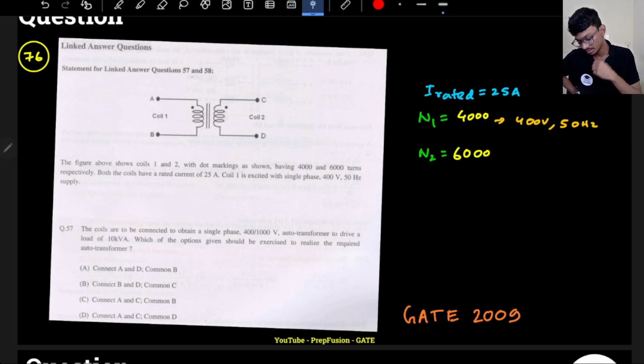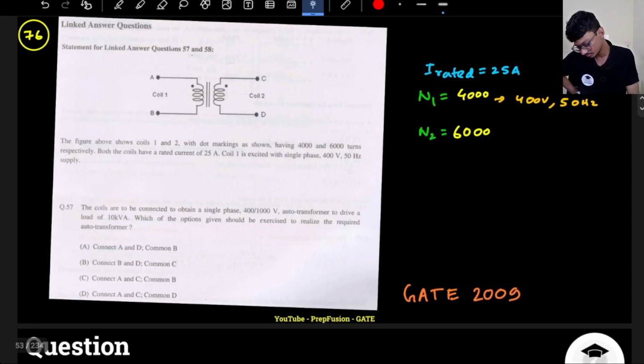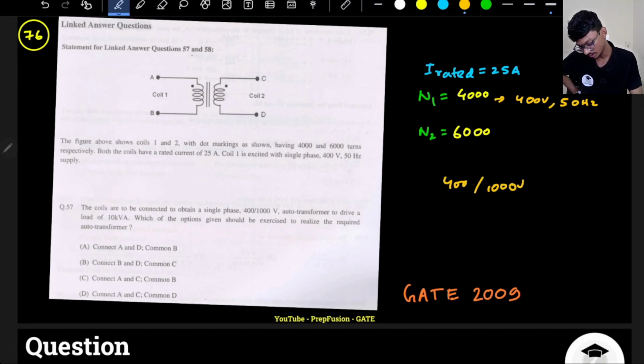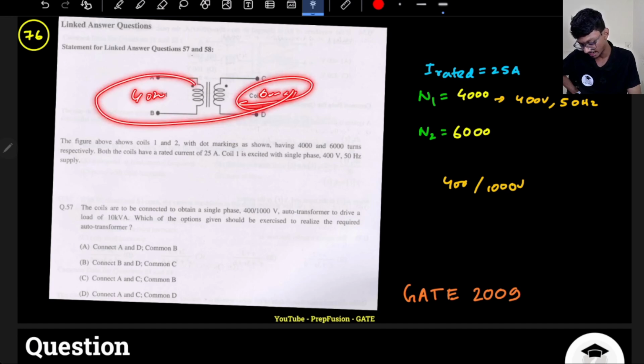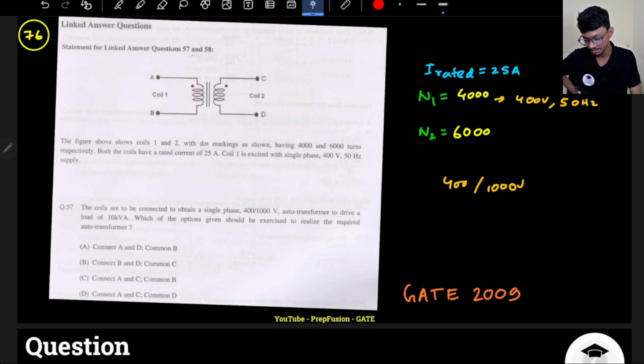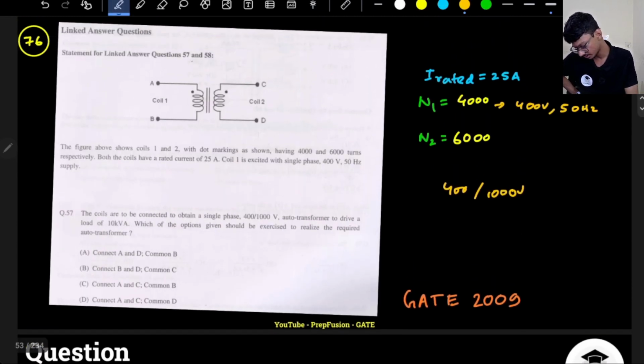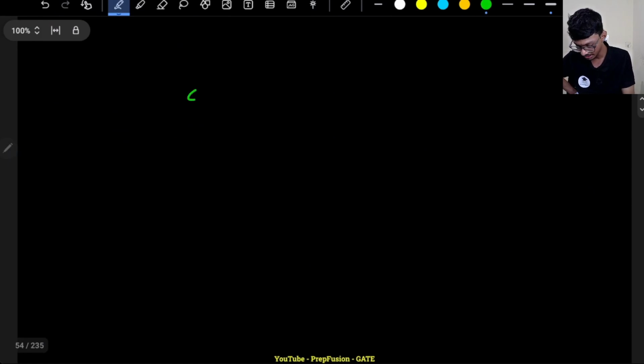So I need to connect them in additive polarity. Why? Because my input side is 400 volts, output side is 1000 volts. Coil 2 has more turns; if I apply 400 volts in a two-winding transformer, I will get 600 volts here, correct. So I have to add these two voltages, then only it will act as an auto transformer whose output will be 1000 volts and kVA rating is 10. The dot should be connected to the non-dot of the other coil, as we have already studied in the theory.